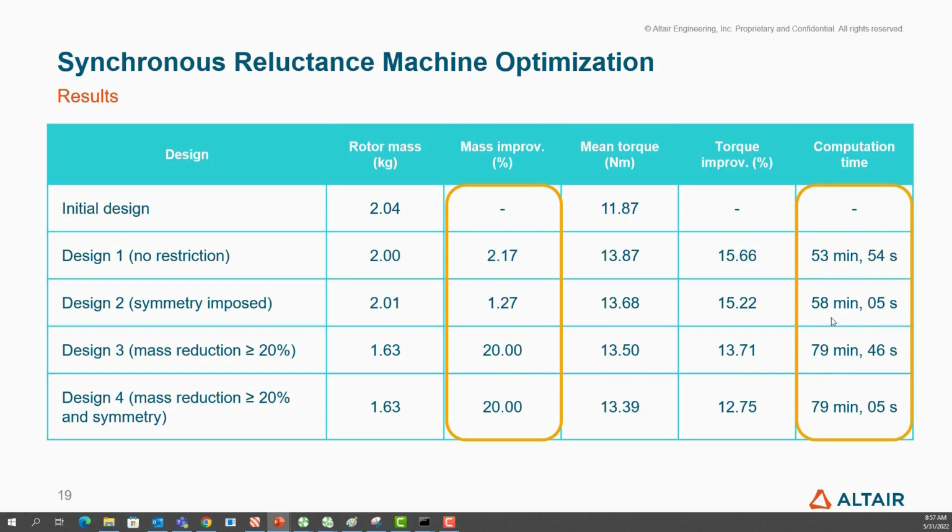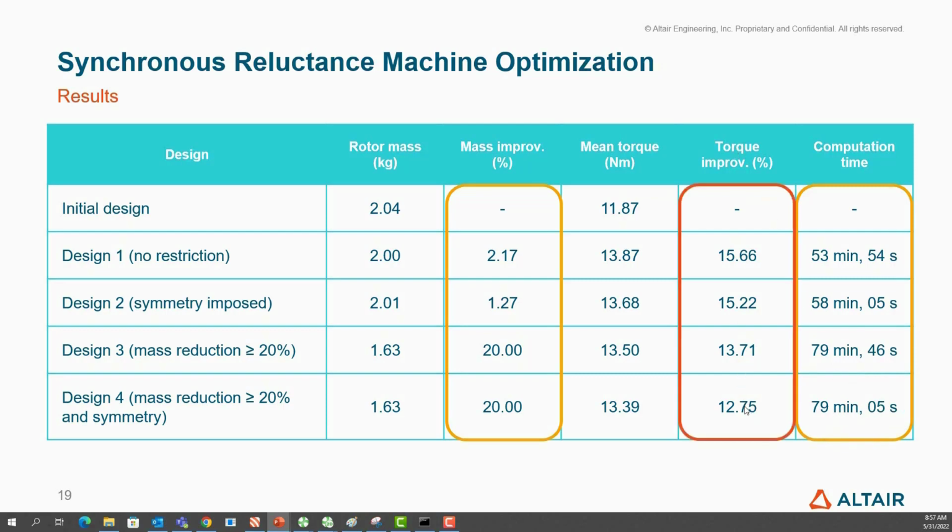And then looking at the computation time, without any restrictions, the shape optimization took 53 minutes to run the simulation. For design 2, it took 58 minutes where symmetry is imposed. And the third one, when the mass reduction constraint is imposed, took 79 minutes and 46 seconds. And with both mass restriction and symmetry imposed, it took a similar time as the previous one, just a second's difference. It took about 79 minutes to give us an optimum design.